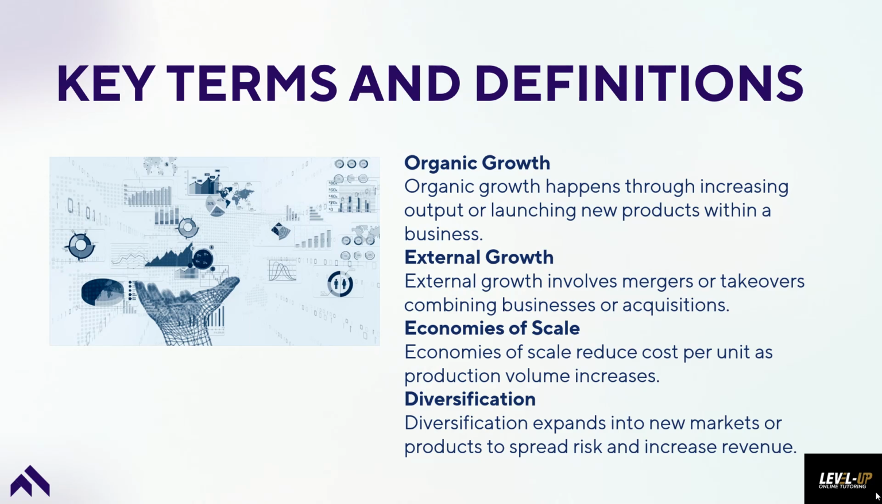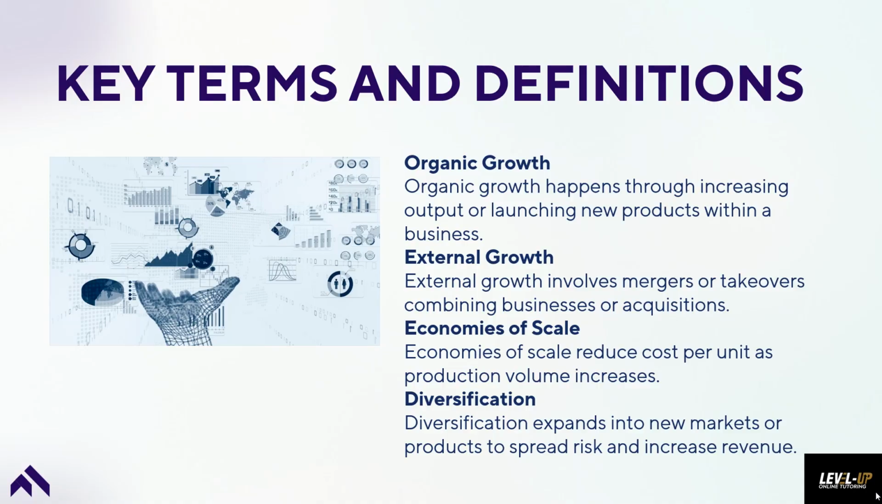Next type of growth is external growth. And this is where they've grown a lot quicker, and that's through mergers and takeovers and acquisitions. So this is where one company will take over maybe a competitor or another company within their supply chain, and that means they can grow very quickly.